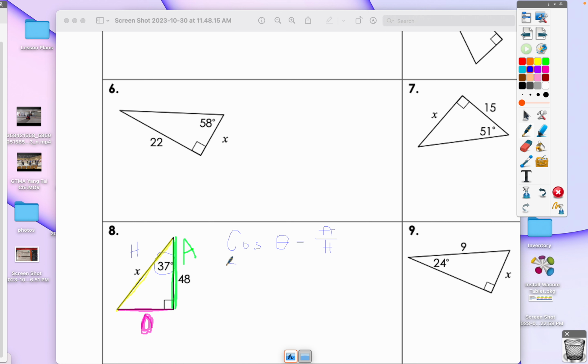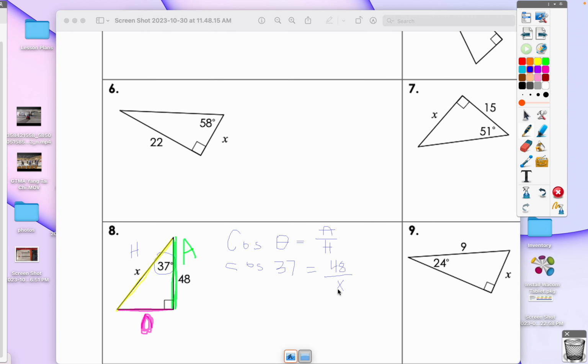All right, here we go. We're going to plug and chug. So it's going to be cosine, and the theta is 37 degrees. I'm replacing the A, which is the adjacent side, with the 48. And I'm going to replace the hypotenuse, which is the side across from the 90-degree angle, with the x.